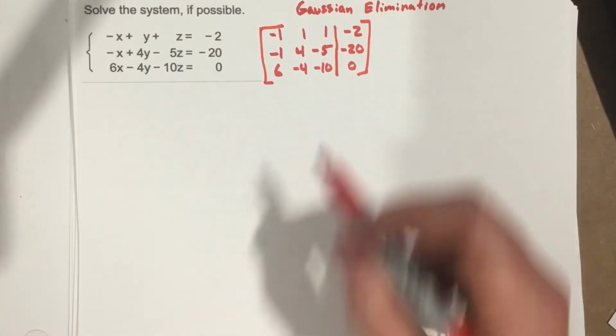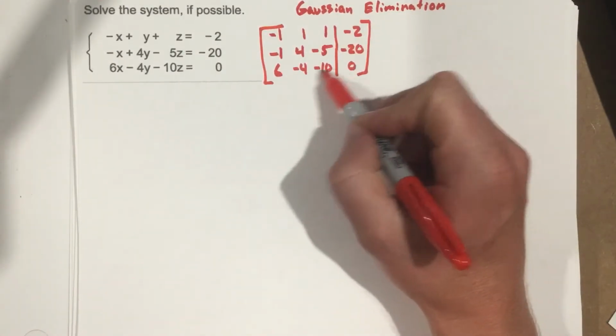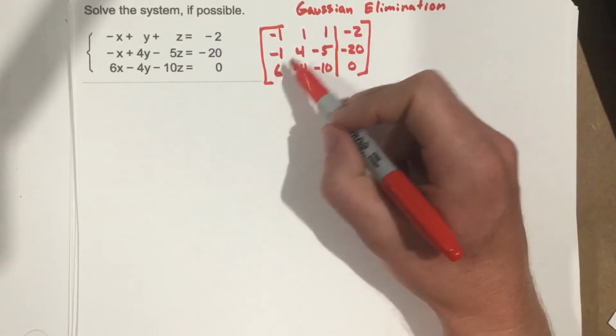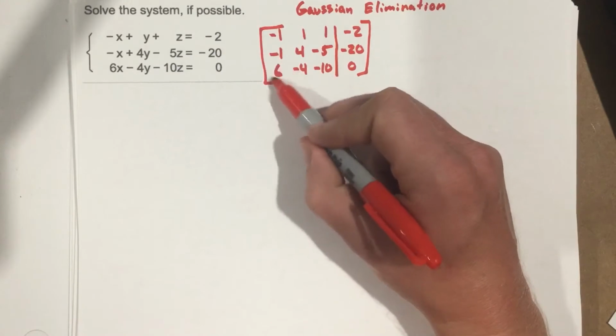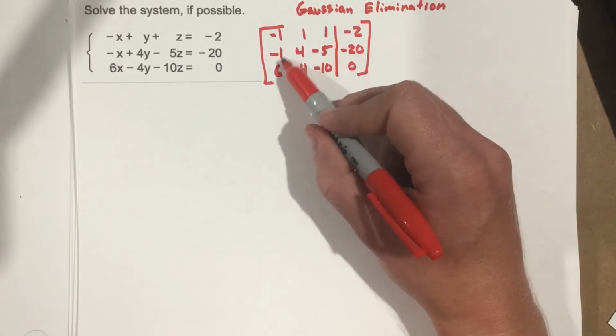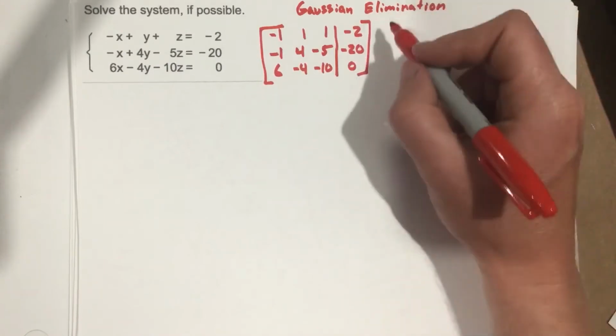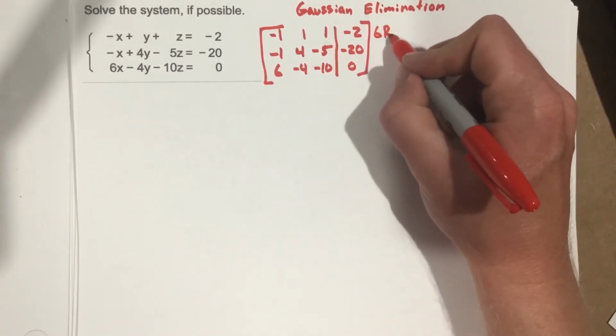I'm going to start off by canceling the bottom row. I'm not going to cancel the bottom row, but the bottom left-hand corner. And I'm going to do that using, I think I'll use that top row there. So I'm going to multiply the top row by 6. So 6R1.